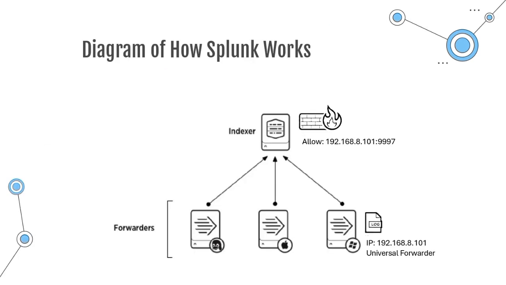How Splunk HIDS works: the indexer processes incoming data from the Universal Forwarder. The forwarder collects data from various sources and forwards it to the indexer. In our case, we only use one host for the Universal Forwarder and one for the indexer deployment server.